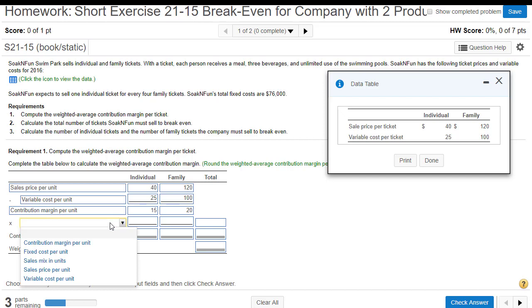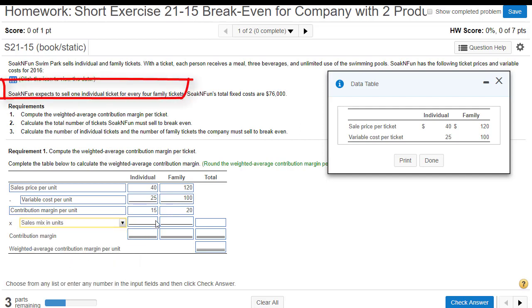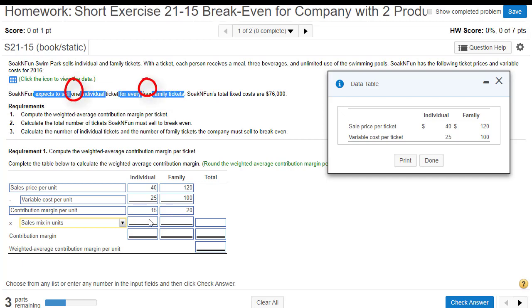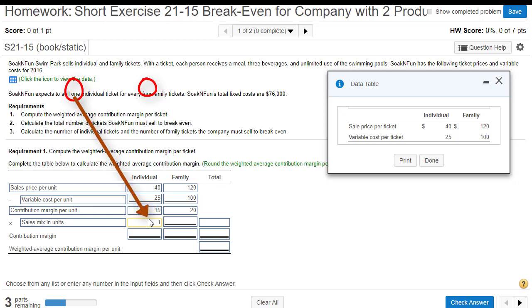Now we're going to multiply those contribution margins by the sales mix in units. So remember, they don't sell half individual and half family. The ratio is back up here. They expect to sell 1 individual ticket for every 4. So we're going to multiply the individual by 1 and then the family tickets by 4. Why? Because they expect to sell 4 family tickets to every 1 individual ticket. So the total is just 1 plus 4, so that's 5.